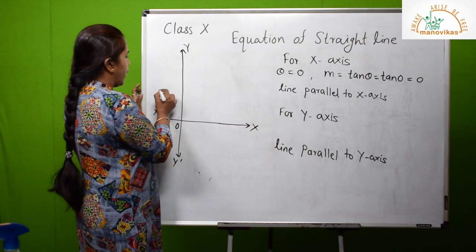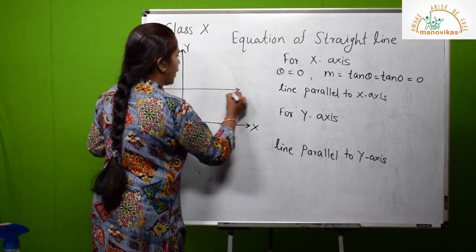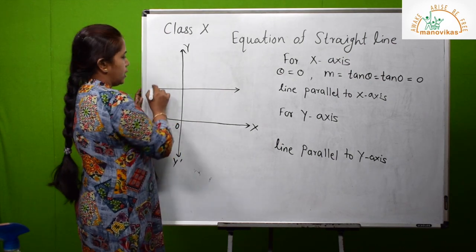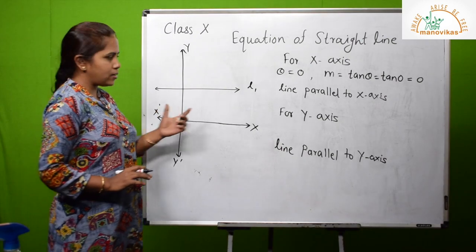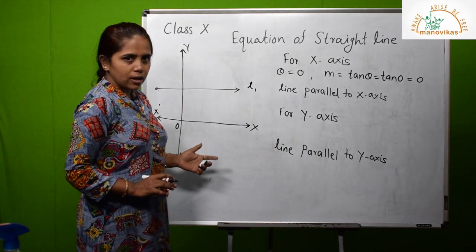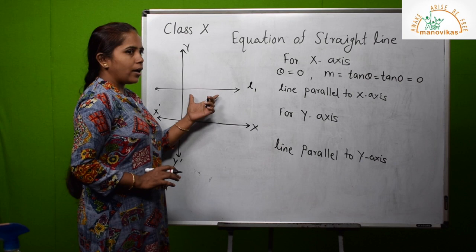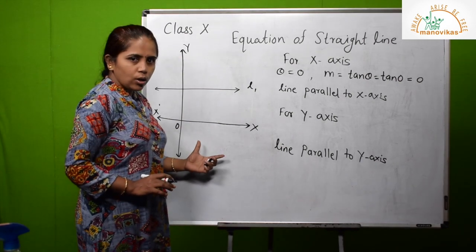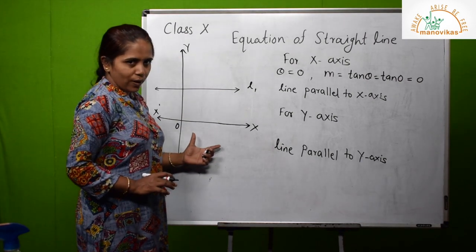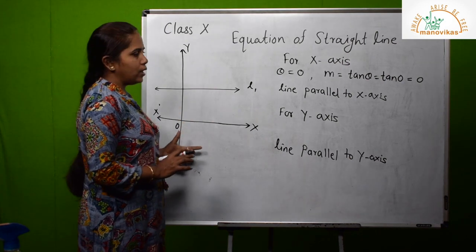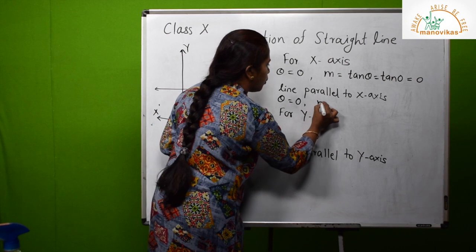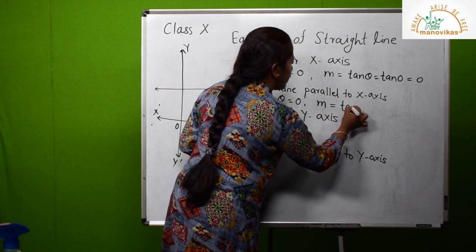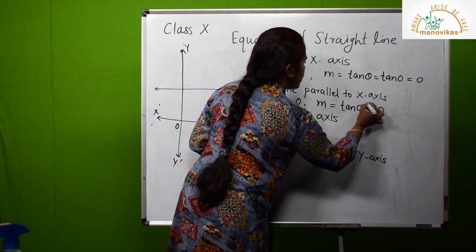Now any line parallel to x-axis. Suppose this L1 line is parallel to x-axis at some distance from x-axis. Now this line again makes angle 0 with the positive direction of x-axis. So for that line also theta value is 0. So slope m, that is tan 0, will be 0.